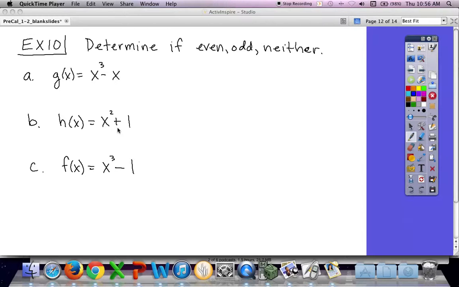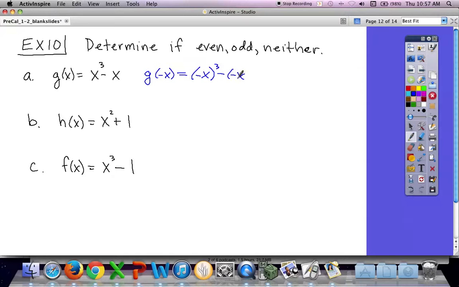So again, in order to determine this, we're going to take g of negative x. How do I find g of negative x? In the place of x, put a negative x, right? Negative x to the third minus negative x. Okay, but what happens if you take negative 1 to the third power? It's negative 1, right? So that is negative x to the third.